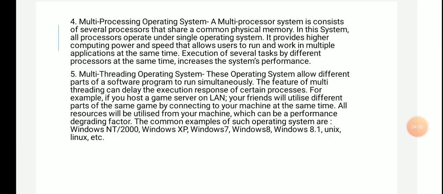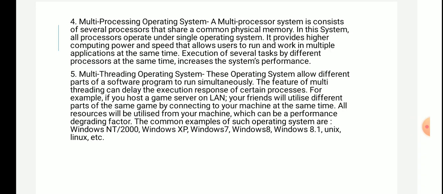The next type of operating system we have is multi-threading operating system. These operating systems allow different parts of a software program to run simultaneously. The feature of multi-threading can delay the execution response of certain processes. One example is given here, I'll give you another example also. If you host a game server on a LAN, local area network, I hope you all know about it, your friends will also utilize different parts of the same game by connecting to your machine at the same time.